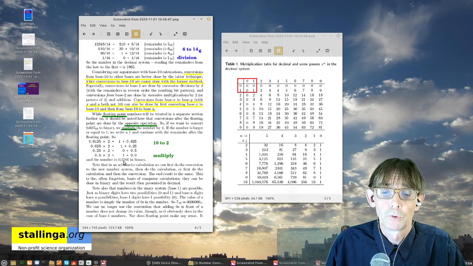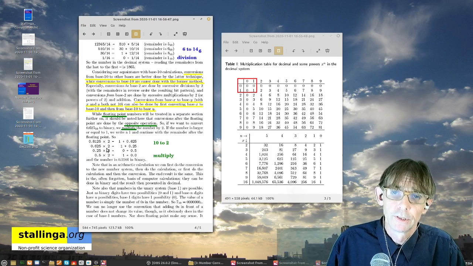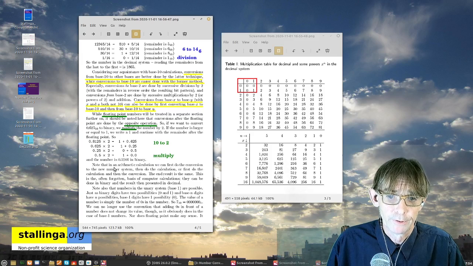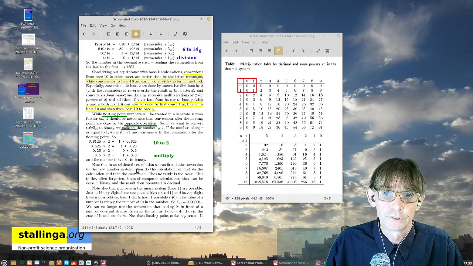0.8125 is 0.1101 in binary. Note that this conversion doesn't always work. Sometimes this series can be infinite. But that is basically how conversions are done.